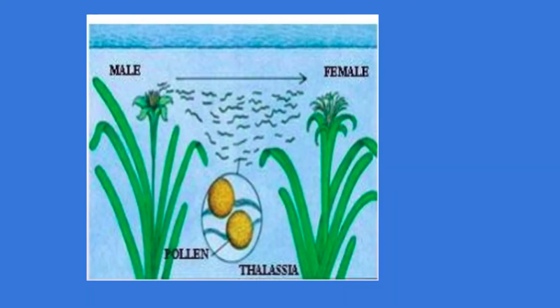Now you'll find the male and female flowers inside the water where the pollen is transferred from the anther to the stigma to ensure the act of pollination, and this also explains hydrophily.